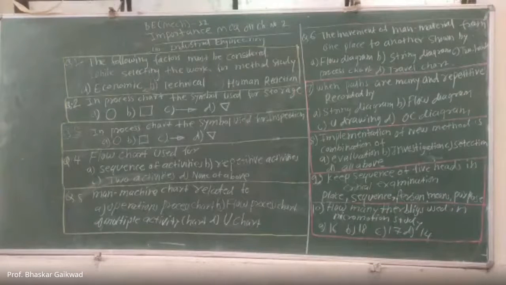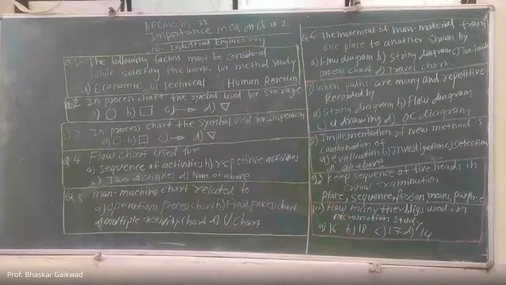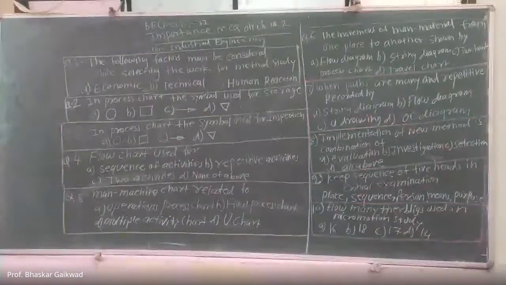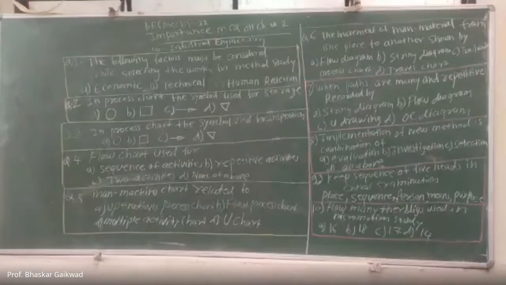Now, ninth question is there. Keep the sequence of 5 heads in critical examination. Which 5 heads are there? First thing is purpose. Purpose should be, what is the purpose of manufacturing or what actually you are doing? This purpose should be there. This is first. Then where we can do that activity or that product, that place should be there.